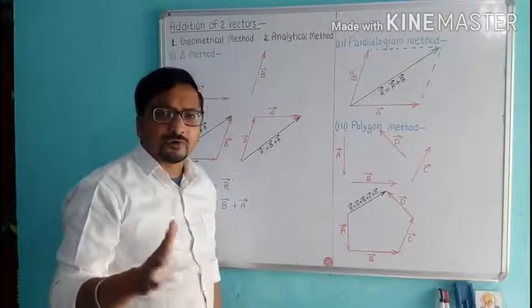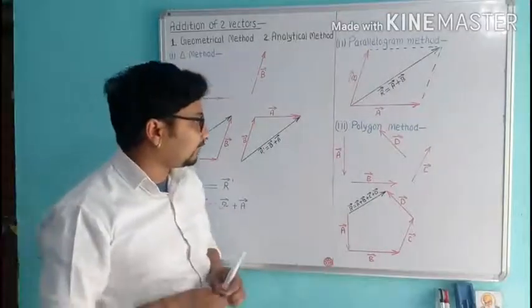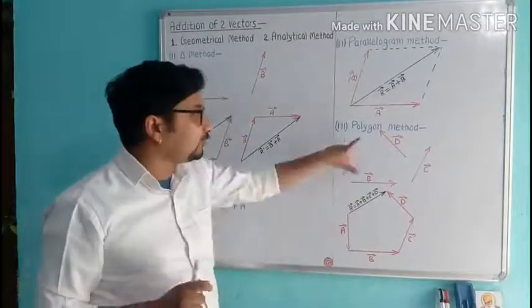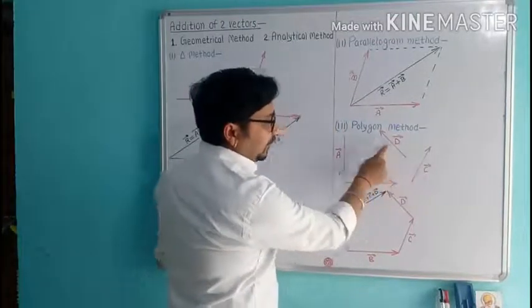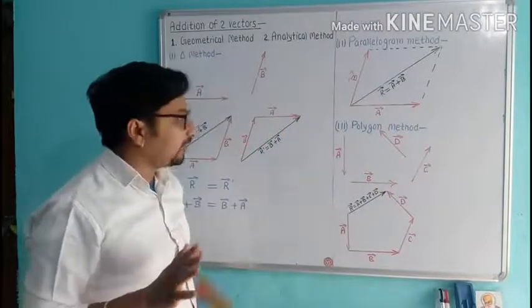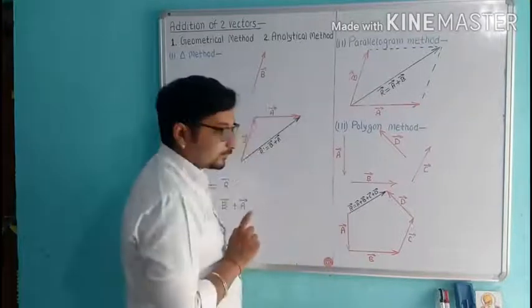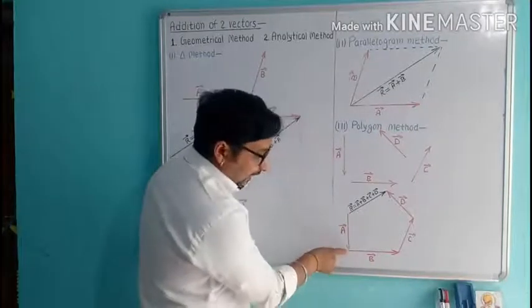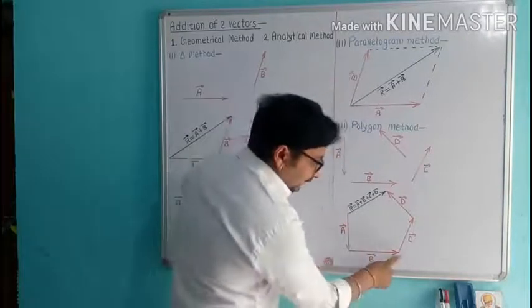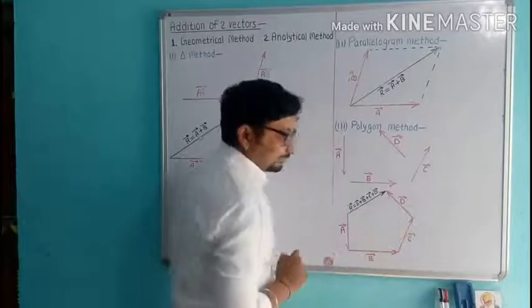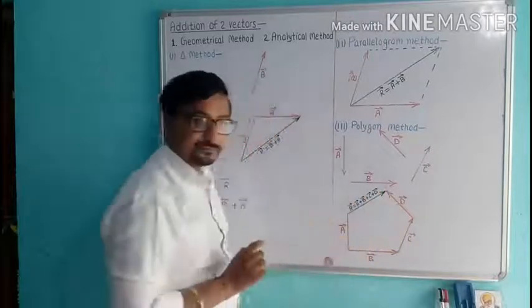If we want to add a number of vectors, then we use the polygon method. Suppose we have to add vector A, vector B, vector C, vector D, four vectors. Then we use the polygon method. First draw vector A. Then from the head of vector A, draw vector B. Again, from the head of vector B, draw vector C. After that, from the head of vector C, draw vector D.